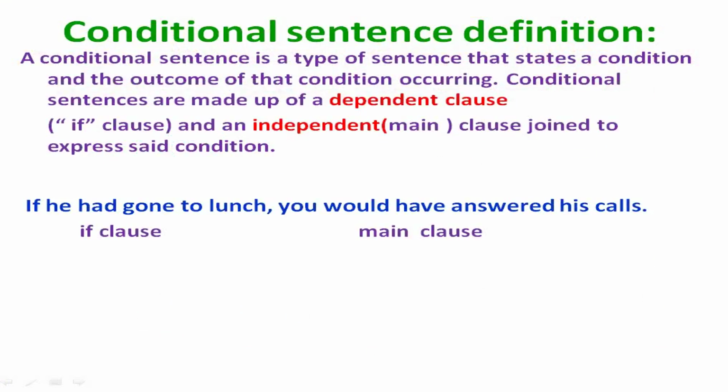What are conditional sentences? First of all, we are going to understand the definition. A conditional sentence is a type of sentence that states a condition and the outcome of that condition occurring. Conditional sentences are made of a dependent clause, that is the if clause, and an independent clause, that is the main clause, joined to express said condition. For example, if he had gone to lunch, that is the if clause, you would have answered, is the main clause.